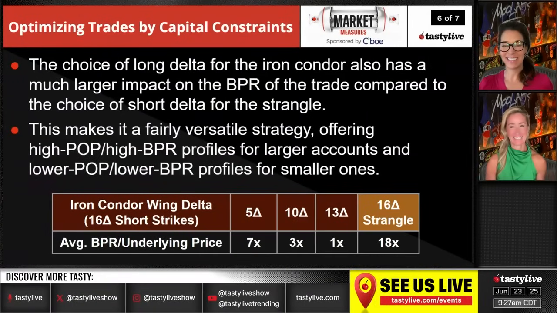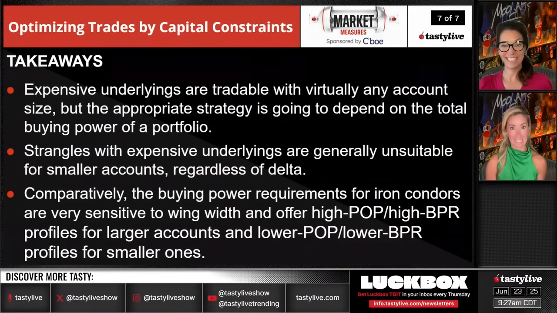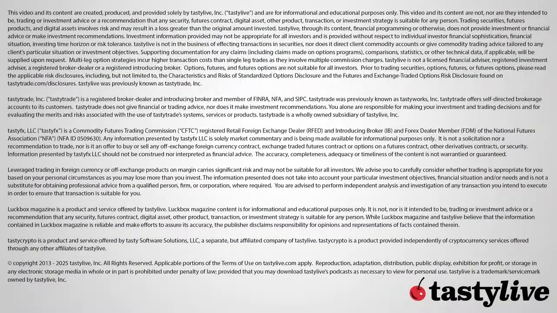All right. Last slide, please, John. Okay, the takeaways. Expensive underlyings are tradable with virtually any account size, but the appropriate strategy is going to depend on the total buying power of the portfolio. That makes sense. Okay, strangles with expensive underlyings are generally unsuitable for smaller accounts, regardless of delta. True that. Okay, and then comparatively, the buying power requirements for Iron Condors are very sensitive to wing width and offer high pop, high BPR profiles for larger accounts and lower pop, lower BPR profiles for smaller ones.